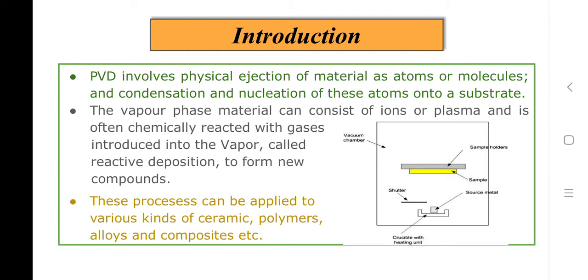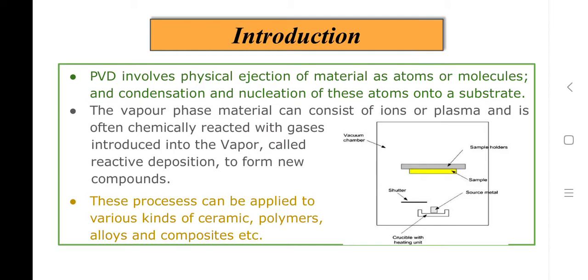So in basic terms, to simplify, we are doing the coating by using atoms or molecules, or plasma, in the vaporized condition. The vapor phase material can consist of ions or plasma, and is often chemically reacted with gases introduced into the vapor, called reactive deposition, to form a new composite.